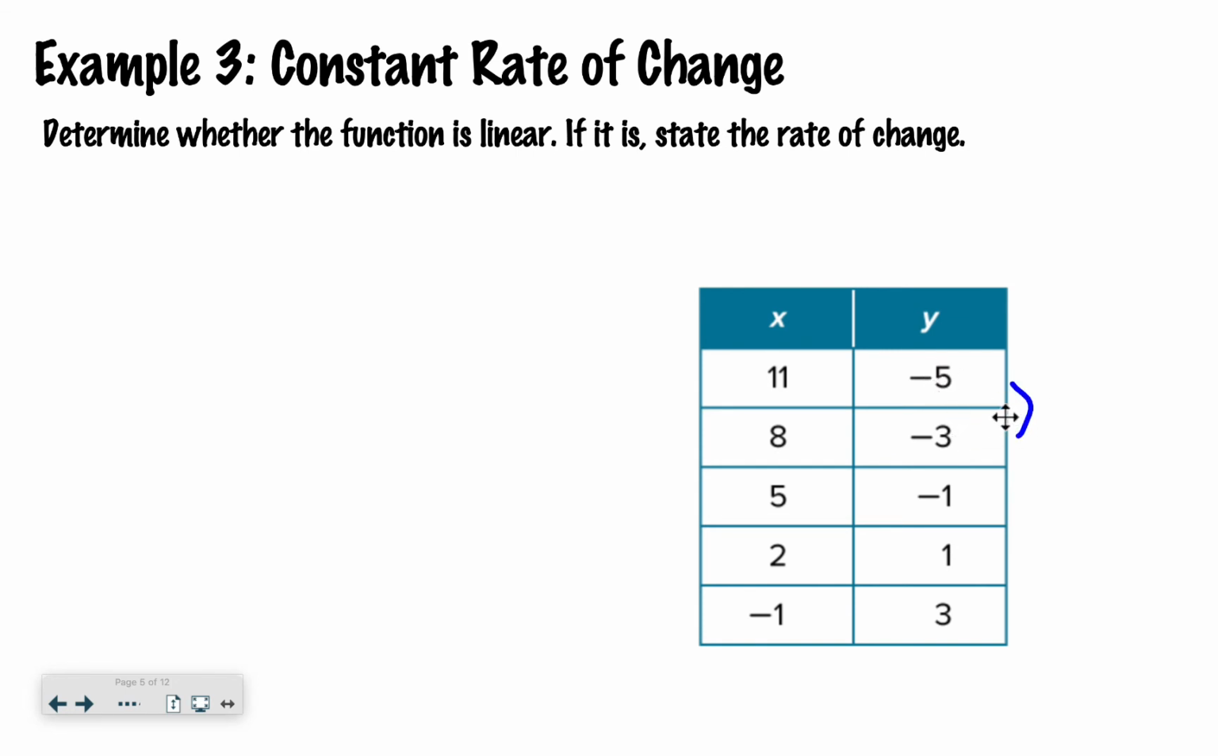So going from -5 to -3, I added 2. -3 to -1, I added 2. -1 to 1, I added 2. 1 to 3, I added 2. So all of my y's are the same, so that's a good start.